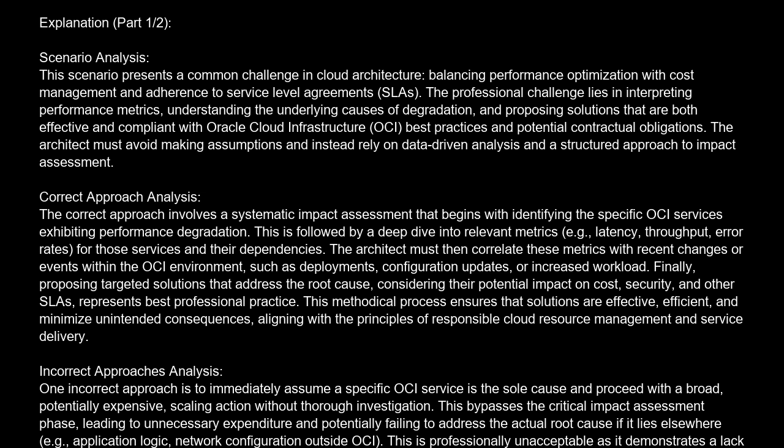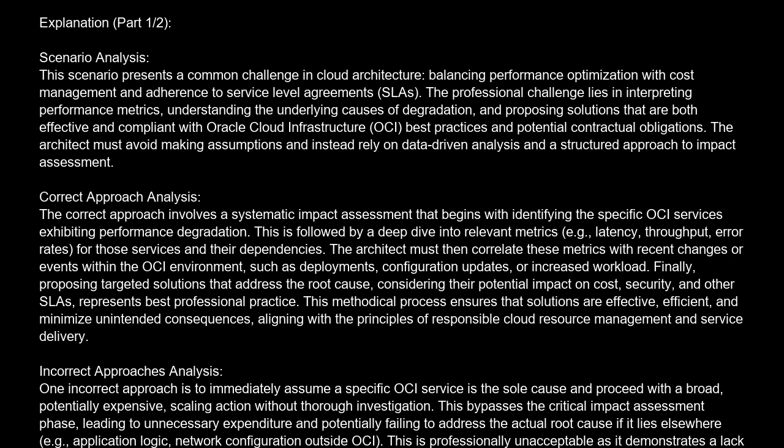Explanation. Scenario analysis. This scenario presents a common challenge in cloud architecture: balancing performance optimization with cost management and adherence to service level agreements, SLAs. The professional challenge lies in interpreting performance metrics, understanding the underlying causes of degradation, and proposing solutions that are both effective and compliant with Oracle Cloud Infrastructure, OCI, best practices and potential contractual obligations. The architect must avoid making assumptions and instead rely on data-driven analysis and a structured approach to impact assessment.